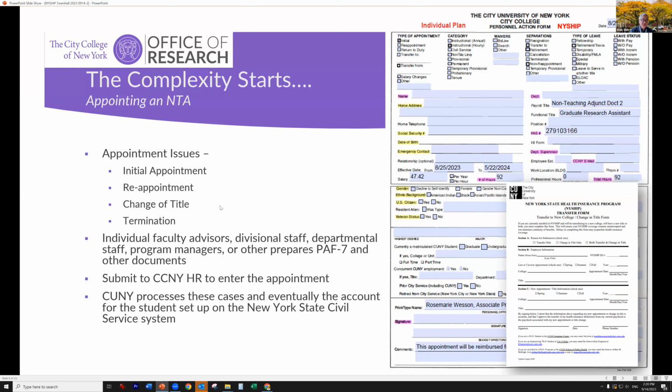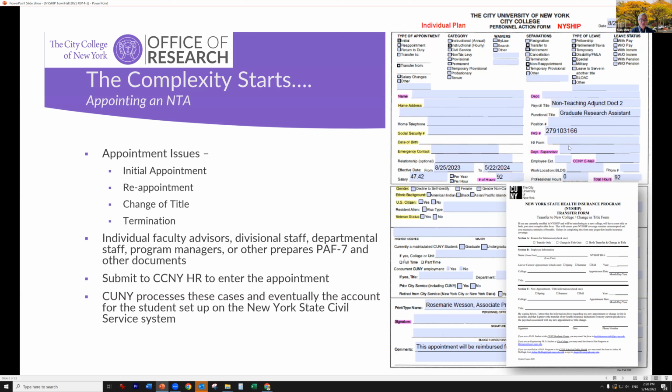But let's just talk about the beginning. When you appoint a student, this will be the PF7 forms. The student may be on the tax levy accounts appointments for the first time. So there is additional information highlighted in yellow that the student has to fill out, along with some other paperwork. But if it's just a reappointment, then only the purple ones need to be filled out.